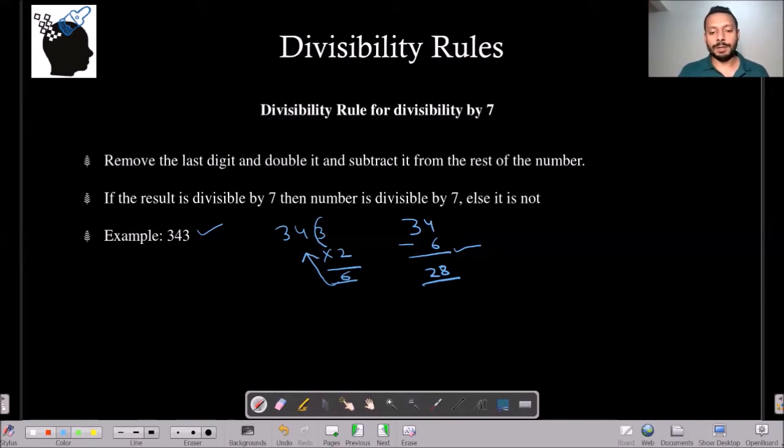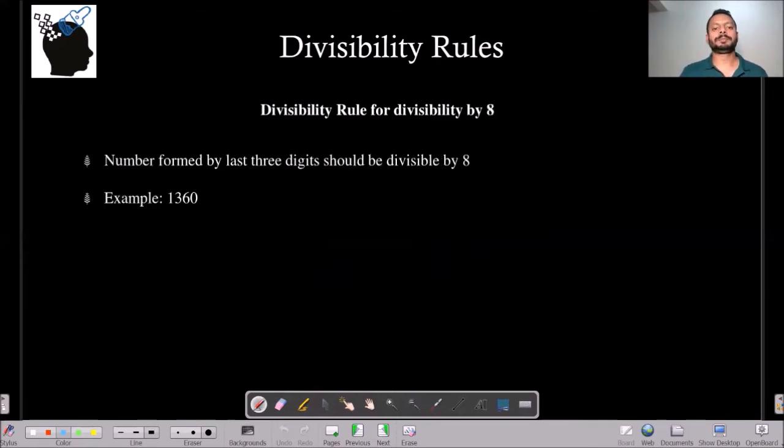So let's check the divisibility rule for 8 now. To find whether a number is divisible by 8 or not, we need to check the number formed by the last 3 digits. Let's take an example now. The example number is 1360. The number formed by the last 3 digits is 360. And we know that 360 is actually divisible by 8.